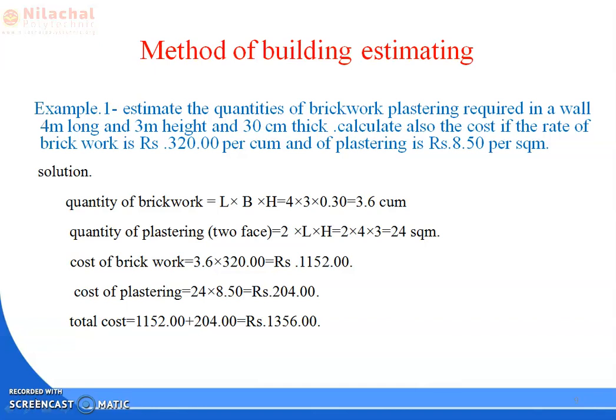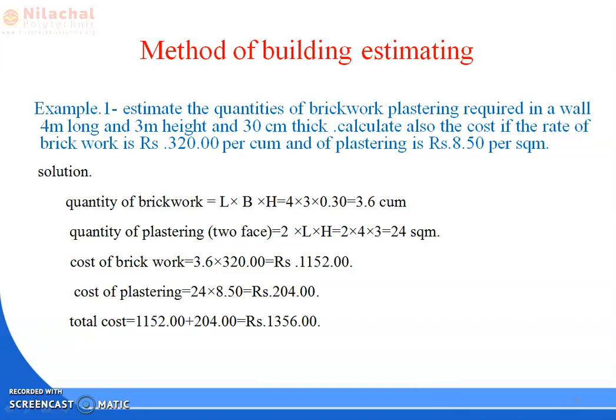First example: estimate the quantity of brickwork and plastering required in a wall 4 meter long, 3 meter high and 30 centimeter thick. Calculate also the cost if the rate of brickwork is 320 per cubic meter and plastering is 8 rupees 50 paisa per square meter. Then we go through the calculation part.